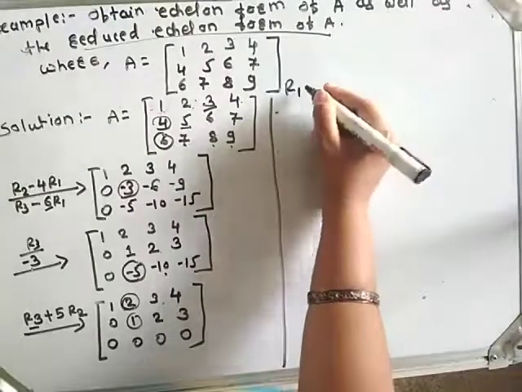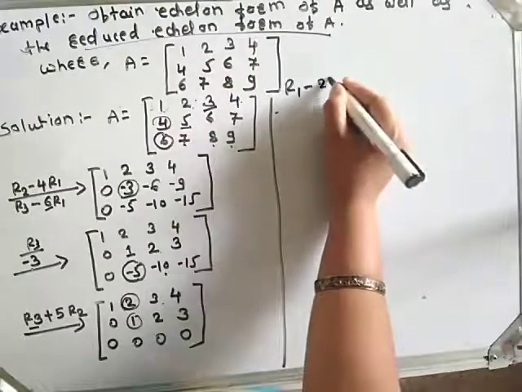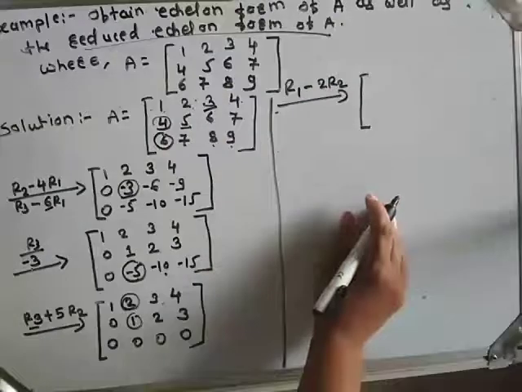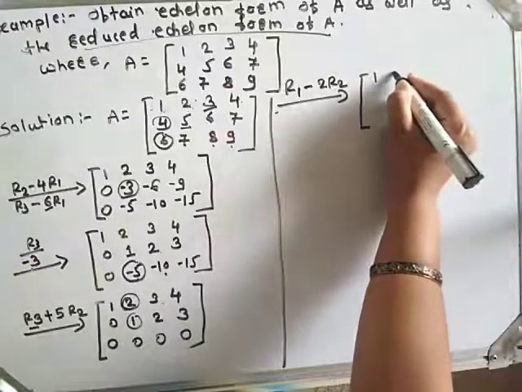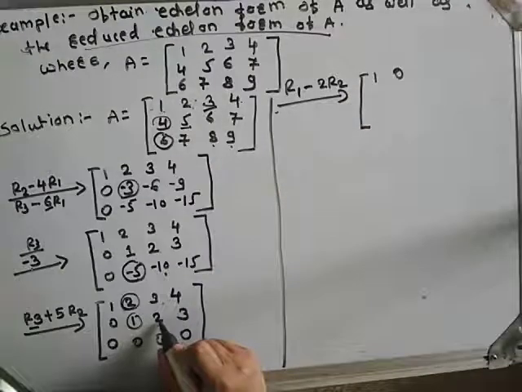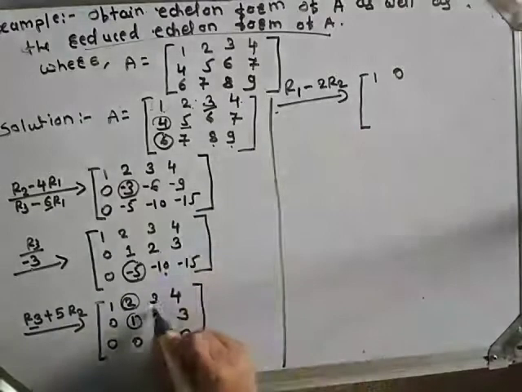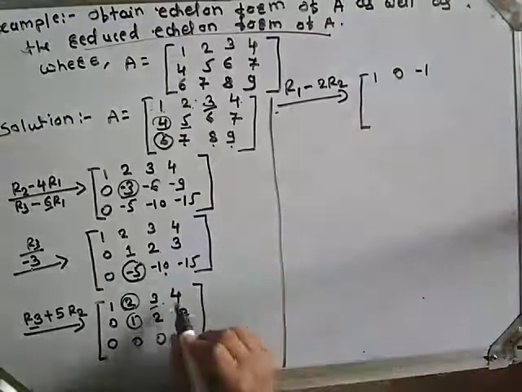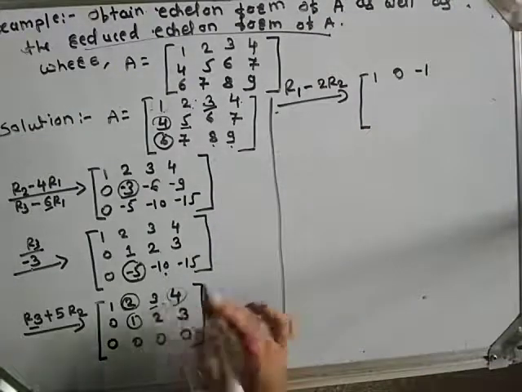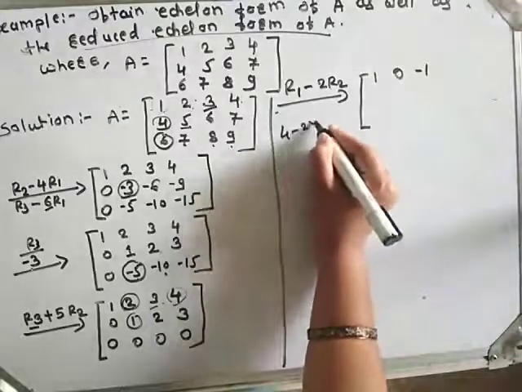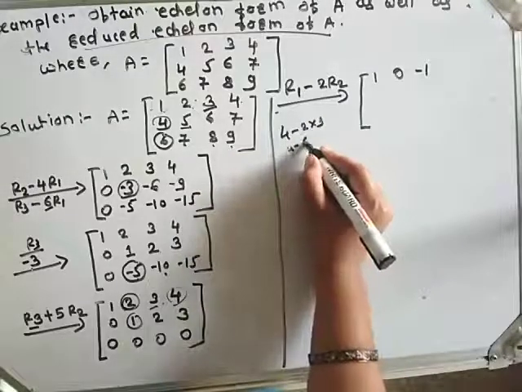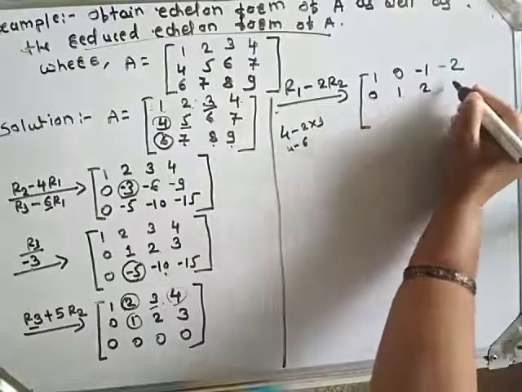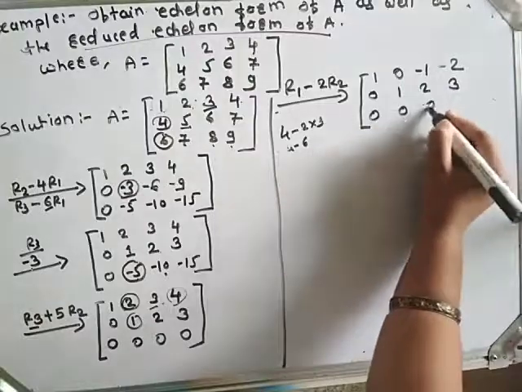R1 minus 2R2. Therefore, matrix becomes 1, 0, for R1 means 3 minus 4 minus 1. Next R1 here 4 minus 2 into 3, 4 minus 6 minus 2. 0, 1, 2, 3, 0, 0, 0.